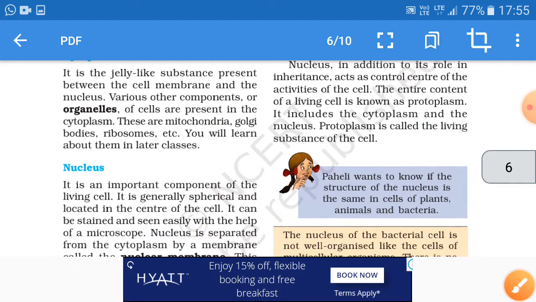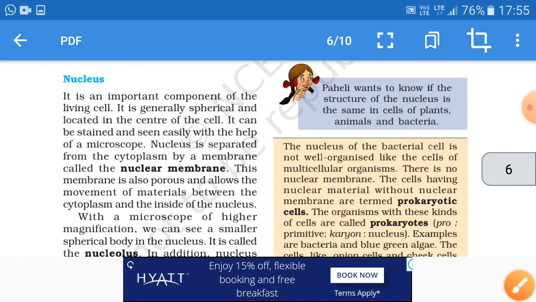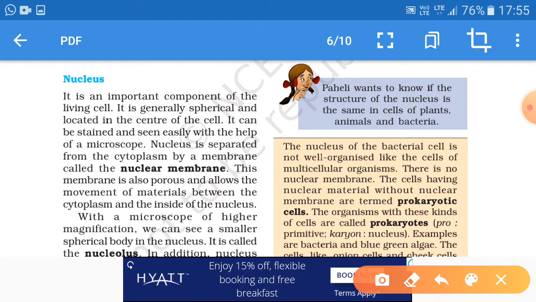So we know the nucleus is regarded as the control room of the cell, or you can say it is the principal of the cell or the brain of the cell. Why is the nucleus called the brain of the cell, or the control room, or principal of the cell? The reason is quite obvious, because it controls all the activities performed by the cell.